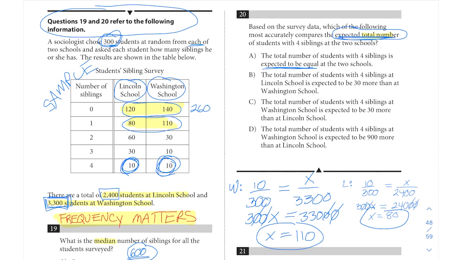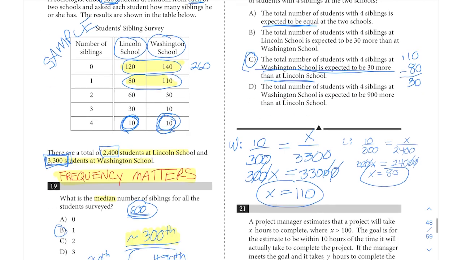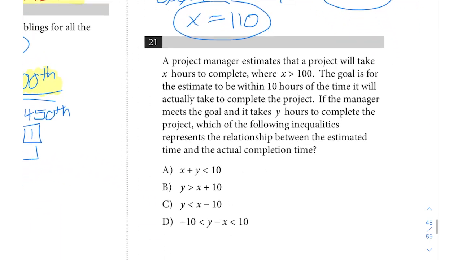So now we can compare those values for each school, and the answer choice that explains that relationship correctly is the one that says Washington School has an expected value that is 30 more than at Lincoln School. Washington School had 110, Lincoln School had 80, so Washington School had 30 more expected total students with 4 siblings, and that's going to be answer choice C.